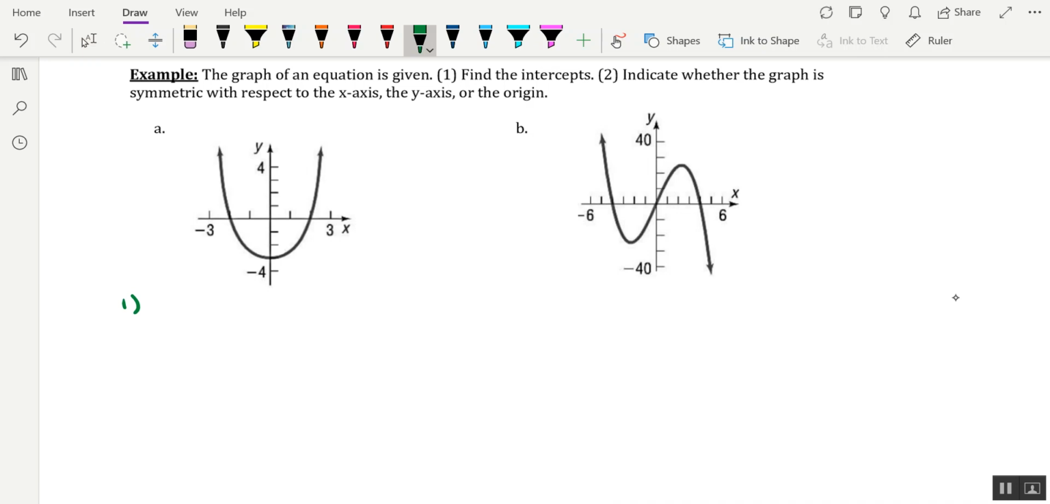The first thing that we want to do is identify any intercepts. So there are two types, x-intercepts and y-intercepts. This graph appears to be crossing the x-axis in two spots. And based on the values of the tick marks, it looks like the spot on the left is (-2, 0), and the other one would be at (2, 0). The graph does appear to cross the y-axis as well, namely at (0, -3). And these would be the intercepts of the graph.